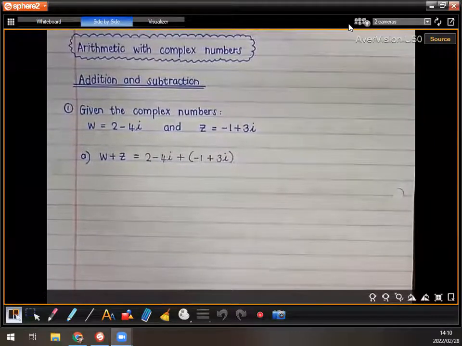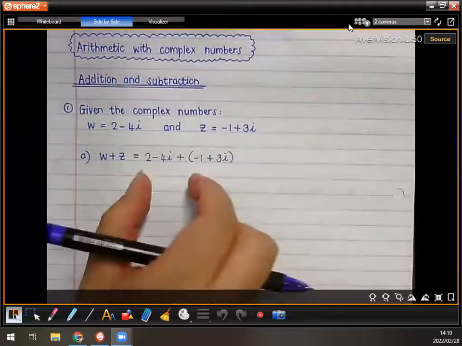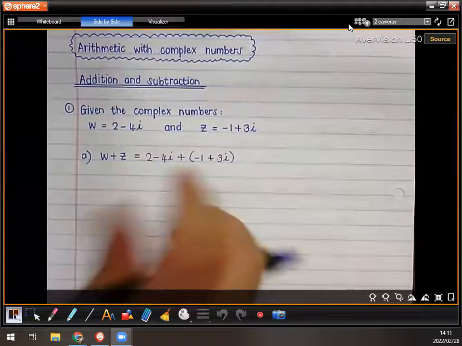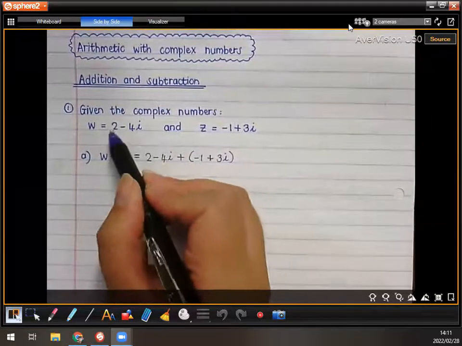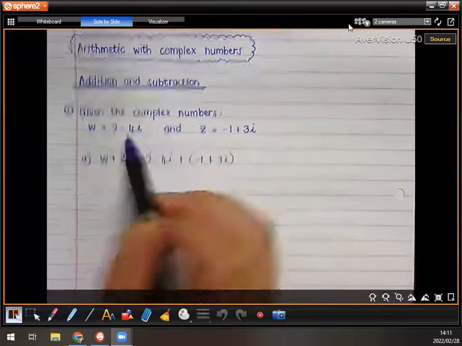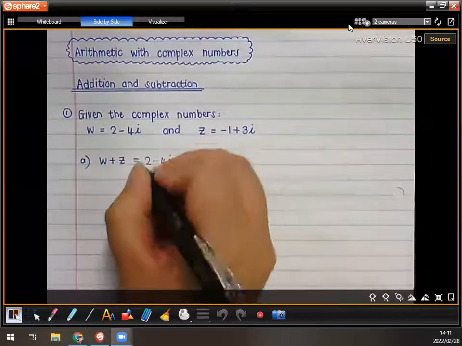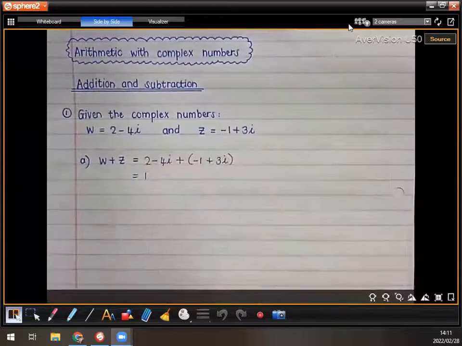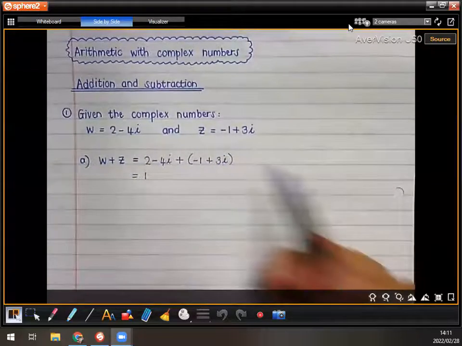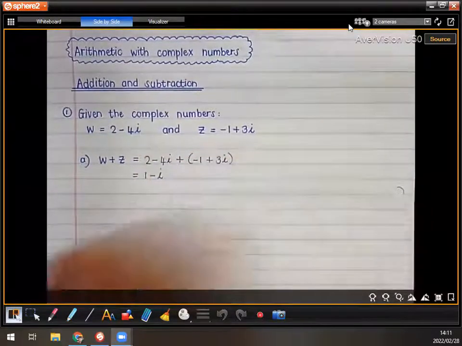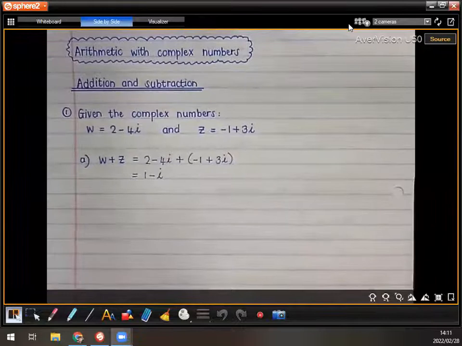Basically, we're going to add like terms. We're going to add the two real parts. Remember I told you that a complex number consists of a real part and an imaginary part. We're going to add the real parts together and the imaginary parts together, and that's it. It's really not difficult. So 2 minus 1 is just 1. And then we have negative 4i plus 3i, which is negative i. And that's the answer. It's as simple as that, basically just adding and subtracting like terms.